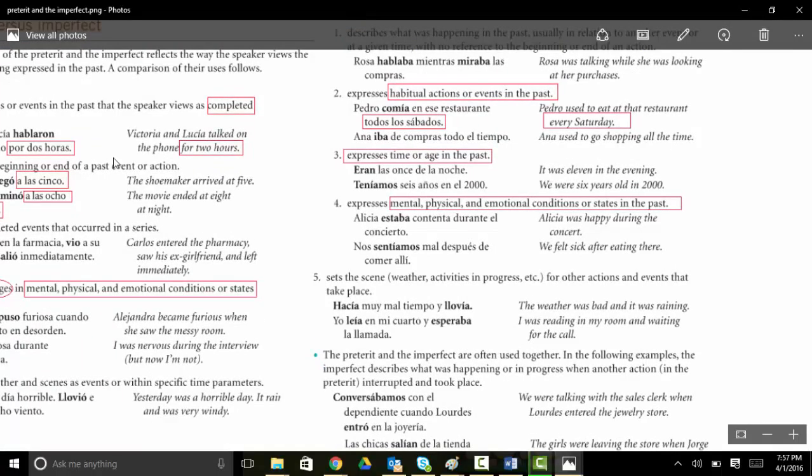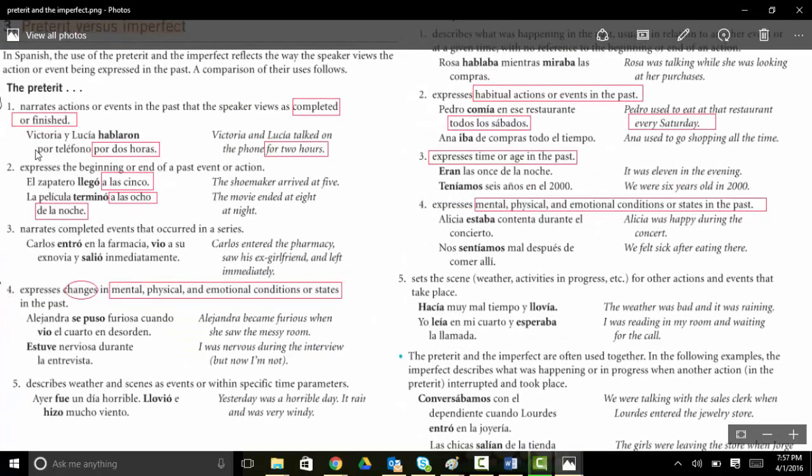Just make that a little bit bigger. Okay, so Victoria y Lucia hablaron por teléfono por 2 horas. Having a time delineation in your statement lets people know that it was started and finished in the past. So when I said Victoria y Lucia hablaron por teléfono por 2 horas, when I have that time delineation, that lets me know that it's over and done with, it's completed. I tend to put it into the preterite.